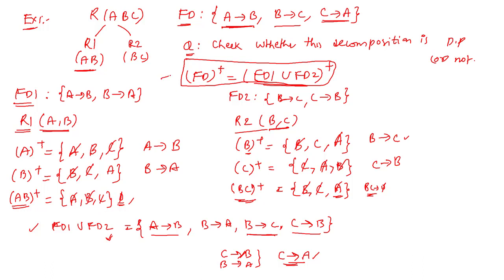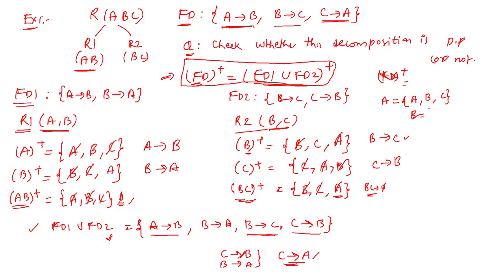But according to this rule, you have to calculate the closures. You have to check the closure of these functional dependencies and the closure of functional dependency 1 union functional dependency 2, okay? So let us calculate the closure of this functional dependency set FD, FD plus. Here I have A. Calculate the closure of A. A can determine itself. Then A can determine B and B can determine C, right? A, B, C. Then calculate the closure of B here.